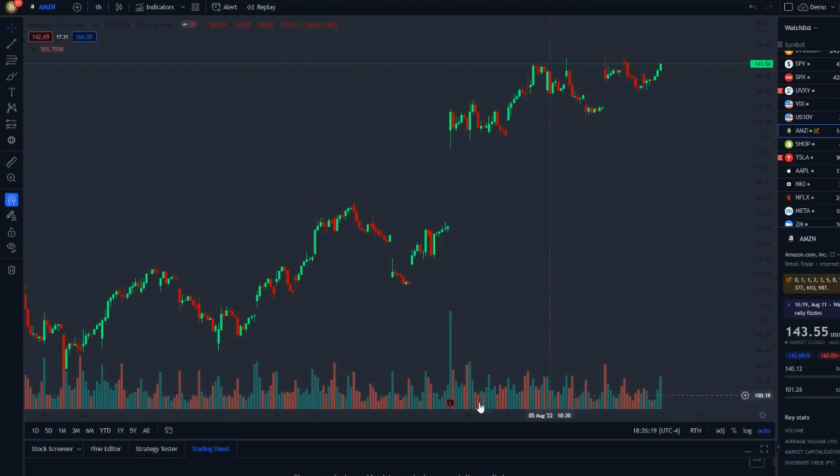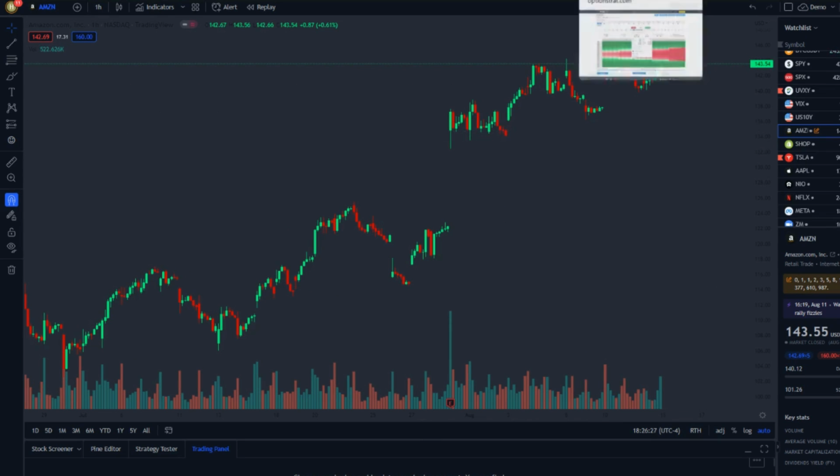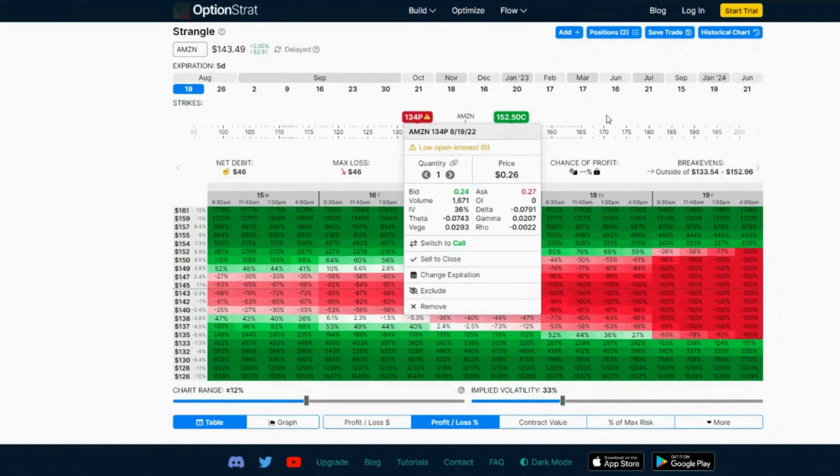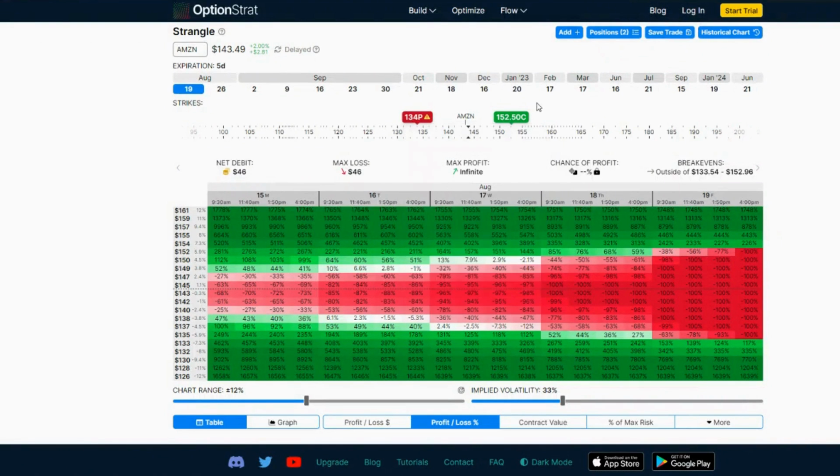So let's pretend that this earnings right here didn't happen. Earnings is going to happen this upcoming week. We say we think there's going to be a 10% move either way, and we're not quite sure. So we're going to go about 8 to 10% out of the money, try to make it a cheap spread, and say that earnings is this week. So here's the selection that I made: 134 puts and 152.50 calls.